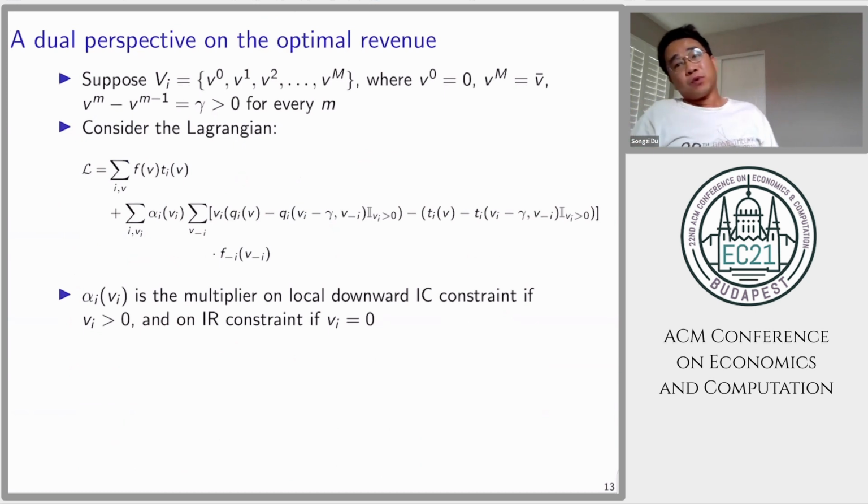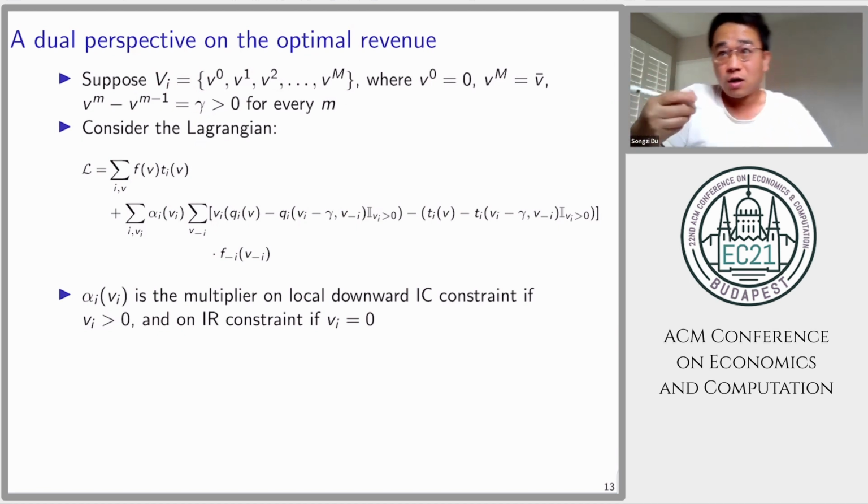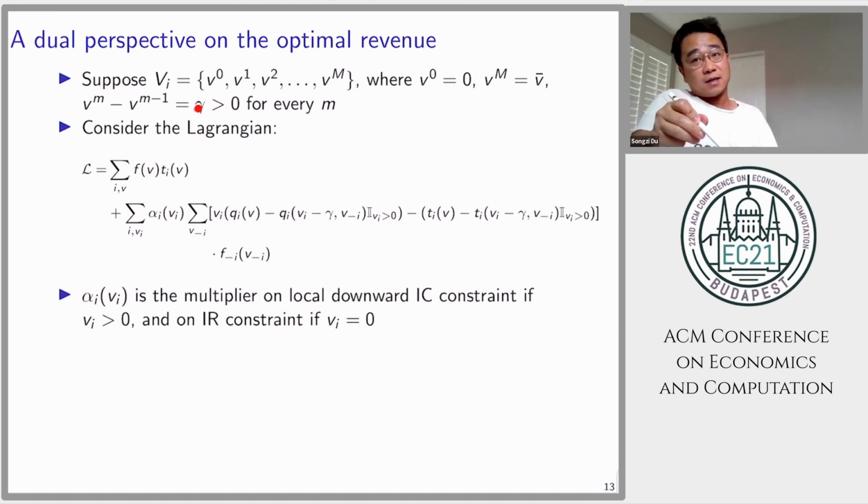Now let me talk briefly about another perspective on the optimal revenue and on optimal auction design in Myerson's framework. For technical reasons, let us discretize the space of values. Suppose the space of values is a grid separated by some small number gamma. So we have a discrete set of values.